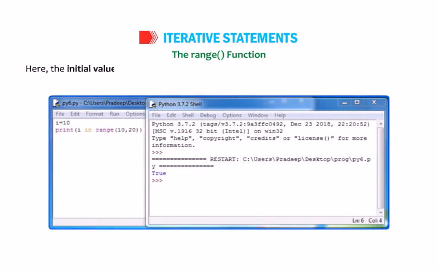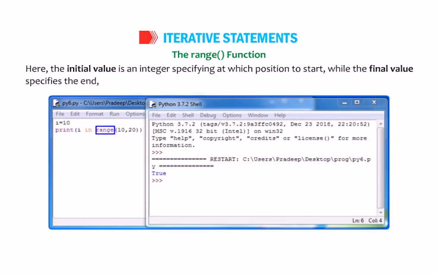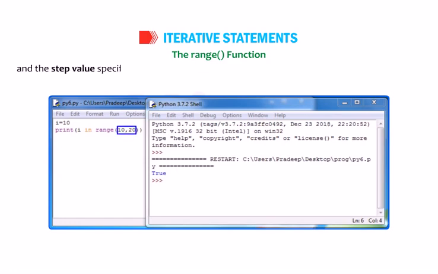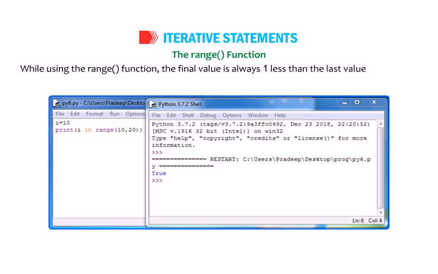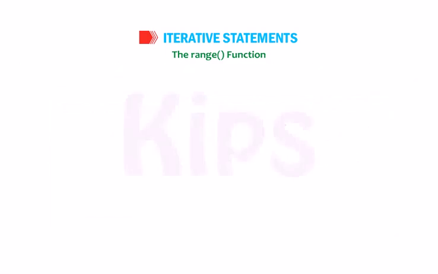Here the initial value is an integer specifying at which position to start, while the final value specifies the end, and the step value specifies either the increment or decrement at each step to reach the final value. While using the range function, the final value is always 1 less than the last value in the given sequence. The use of the range function can be understood by the following example. Program 4.